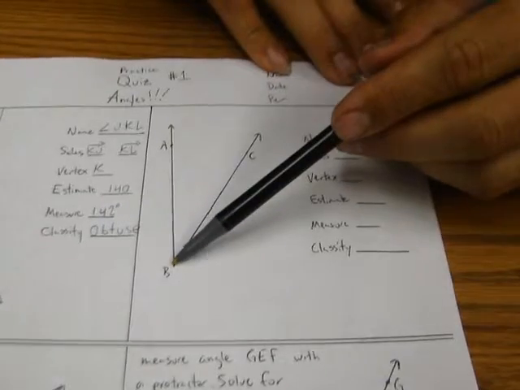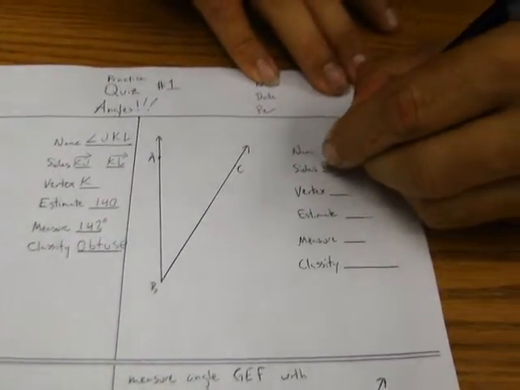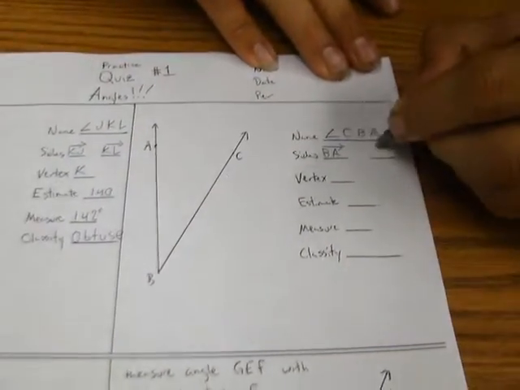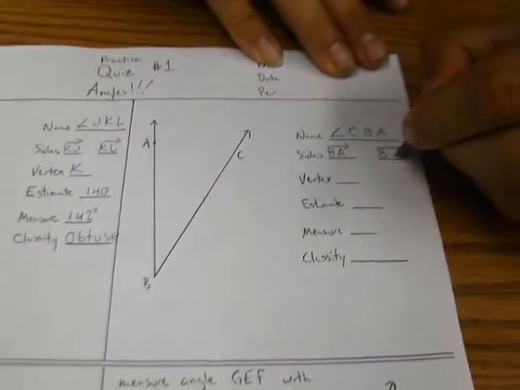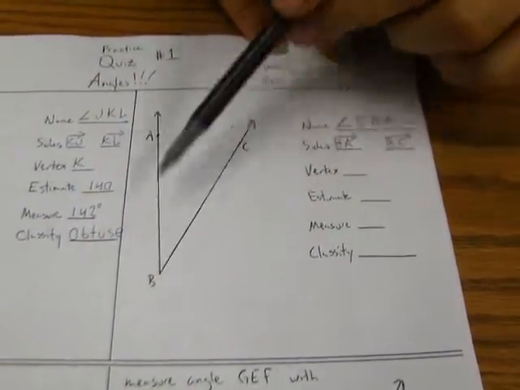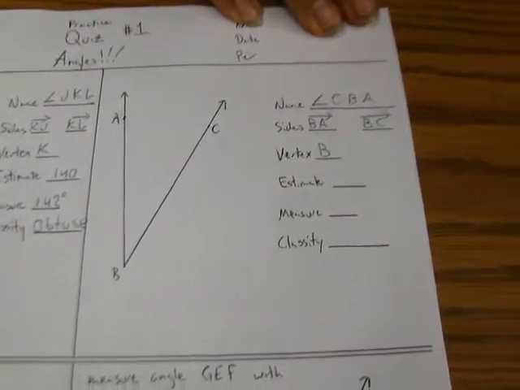The sides are the two rays emanating from point B. So I'm going to have ray BA, and I'm going to have ray BC. The vertex is the point where both of the two sides come from. So in this case, point B is the vertex.